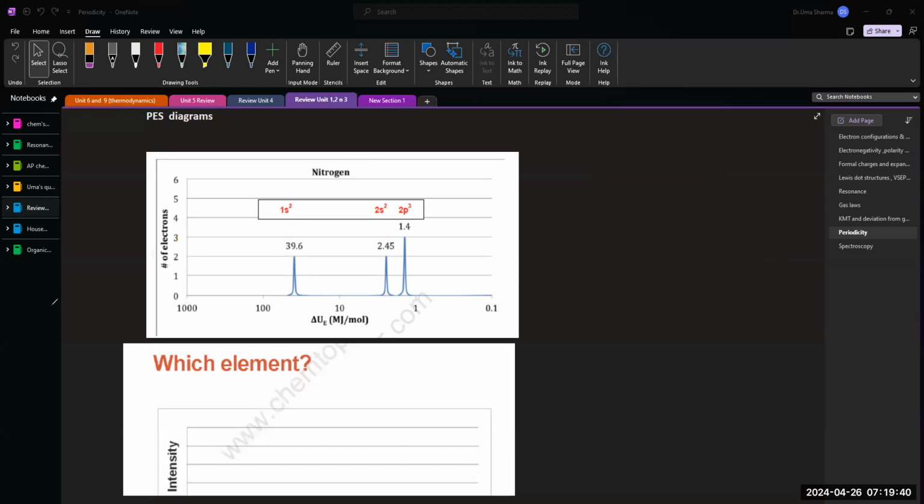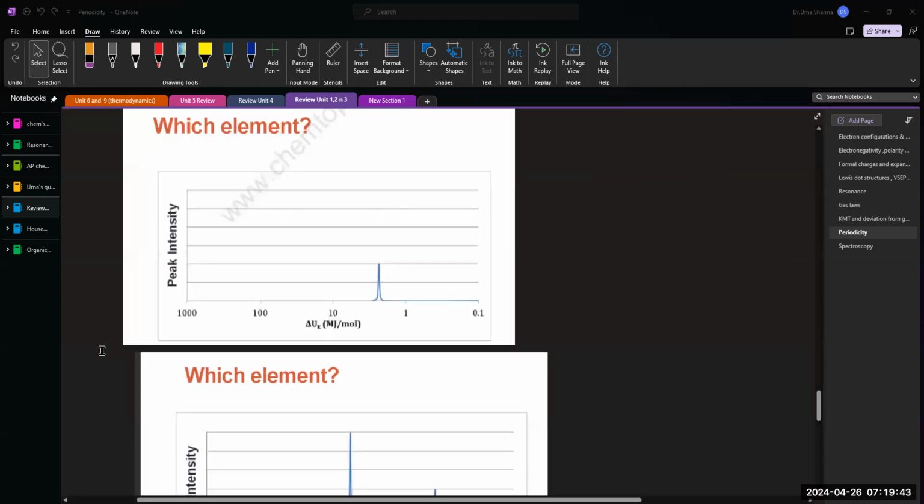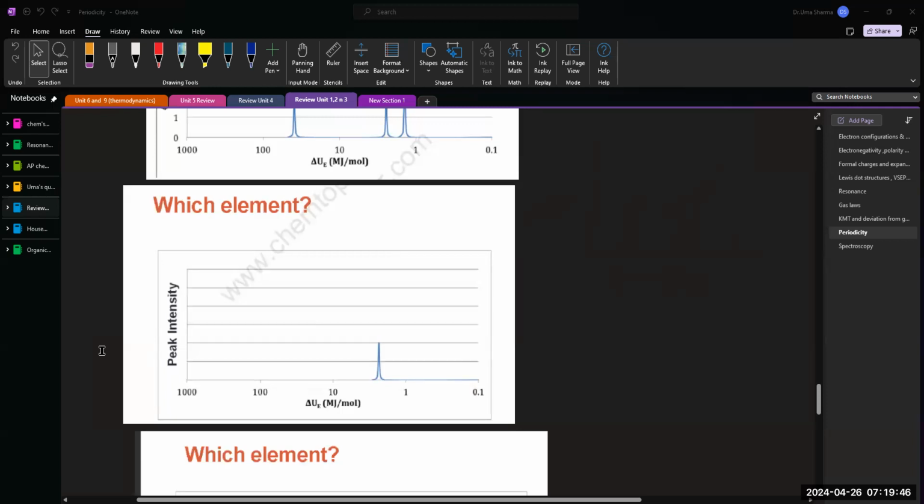Okay, now can we do this question? Which element? Yes, it is 1s2, helium. Only one signal. These are PES diagrams, photoelectron spectroscopy. When you introduce your element in the PES instrument, you get these kinds of graphs. And this is the number of electrons, 2. There is only one signal, meaning 1s2. That's it. Okay, can we do the next?